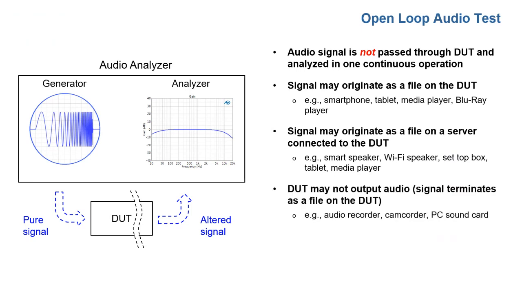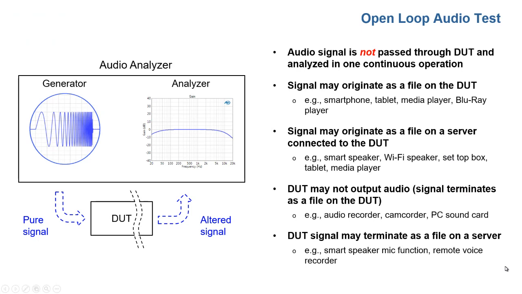Or in the case of a recording device, the device may not output audio at all. Rather, the signal terminates as a file on the device under test. An example of this would be an audio recorder, a camcorder, or a PC sound card. And in another case, the signal from the DUT may terminate as a file on a server. This would be, for example, the command function of a smart speaker, its microphone function, or a remote voice recorder.